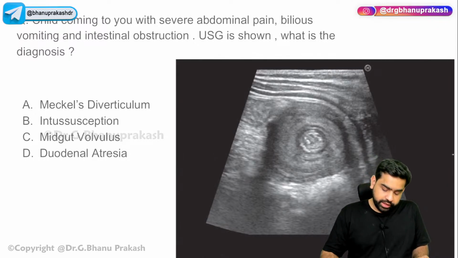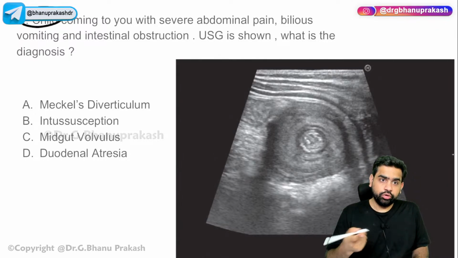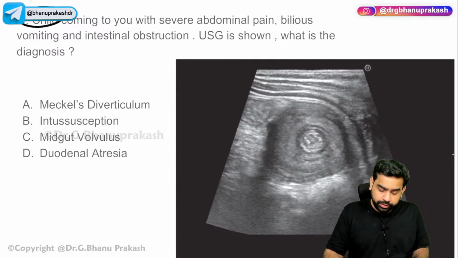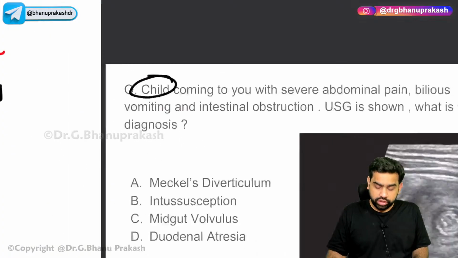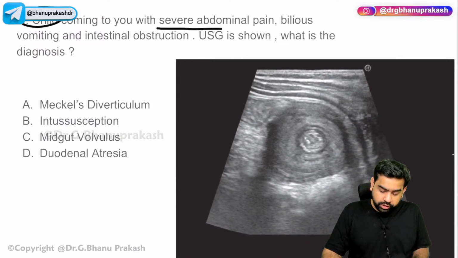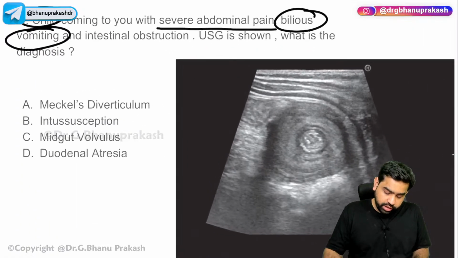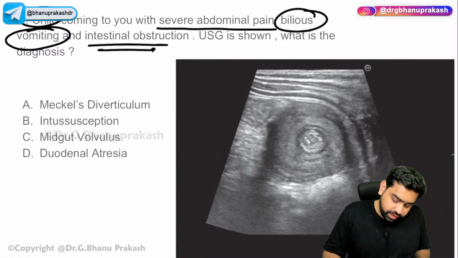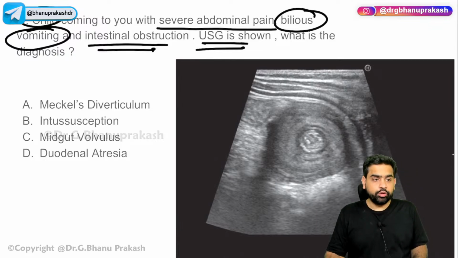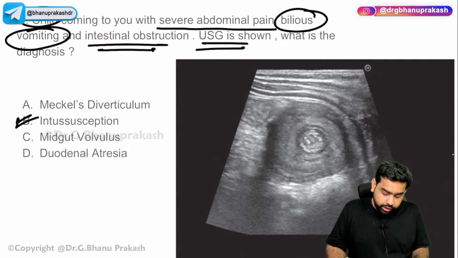Okay, now there is a child. What is not visible on your screens is that the child is coming to you. The child is coming with severe abdominal pain, and there is bilious vomiting in these patients, and there is an intestinal obstruction. The ultrasound has been shown to you. What is the diagnosis of this patient? Yes, absolutely right. This is a target sign, and what you are seeing here is an intussusception.